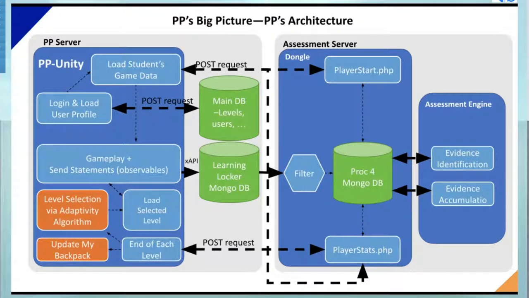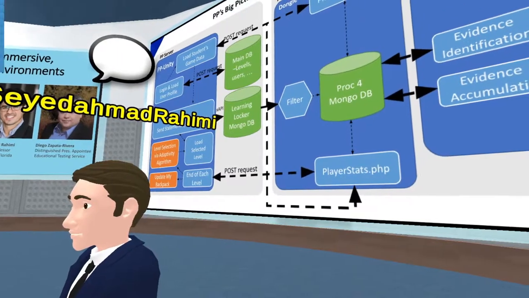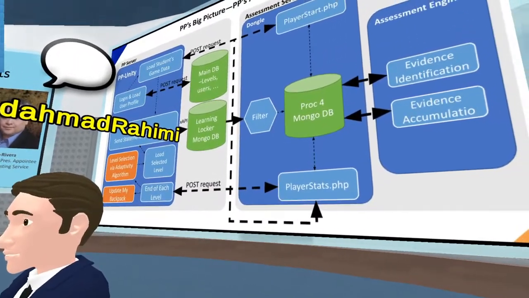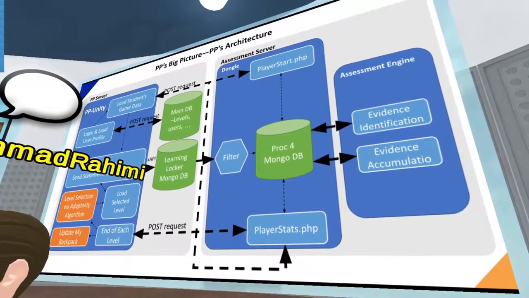They start playing with the game, and they generate all those data into the Learning Locker MongoDB database that we have on our server. And we filter through those log data to just pick the information that we need. And finally, using two important processes, we identify the evidence, and then we accumulate the evidence into the student model. And then it goes back to the game engine by the post request that you see on the bottom of the screen.